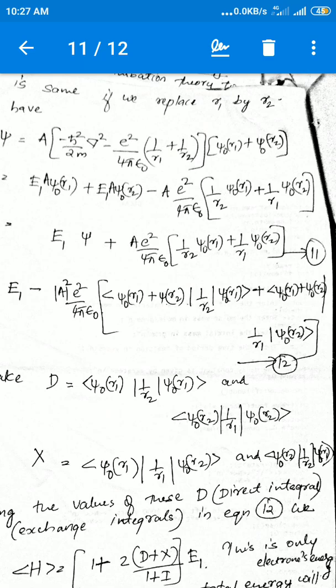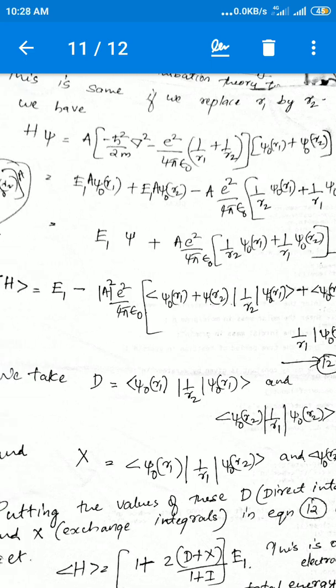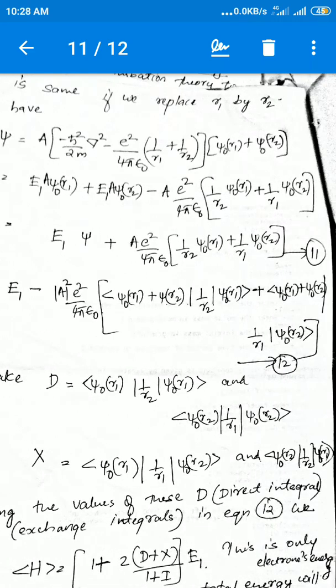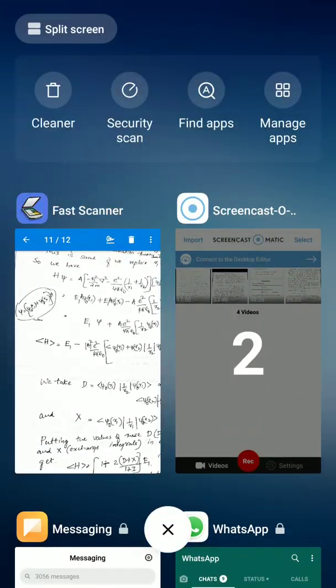Why did it become a plus sign there? It should be minus there, isn't it? It should be minus. There is a mistake there. So minus A e squared by 4 pi epsilon 0 into 1 by R2 into psi 0 R1 plus 1 by R1 into psi 0 R2. So now, this is only H psi, isn't it?